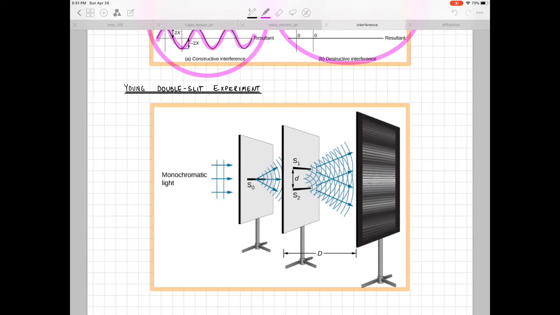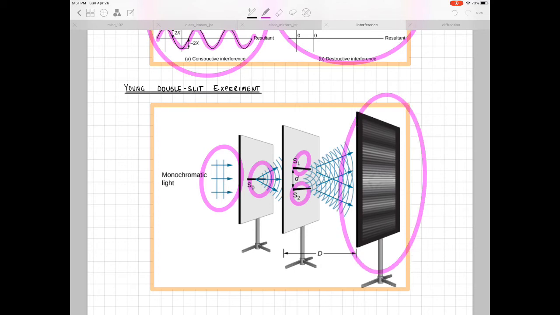So this double slit experiment is sort of exactly what it sounds like. You have a wave. In this case, you have an initial wave that's incident on a screen, and that first screen has one opening, and that generates a uniform wave that's incident on the second screen, which has two separate openings, two separate slits.